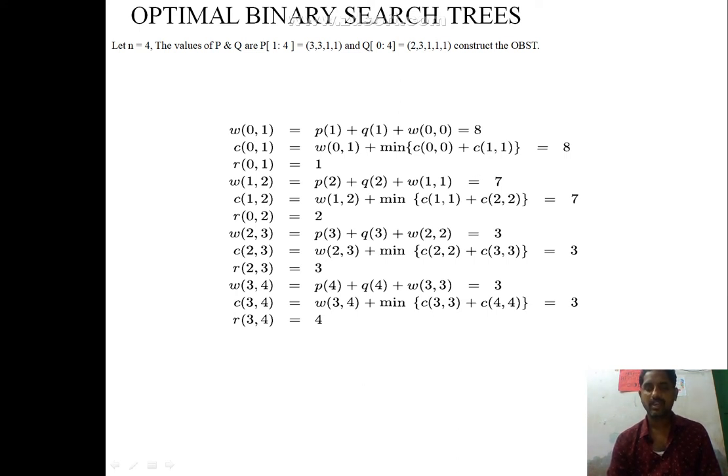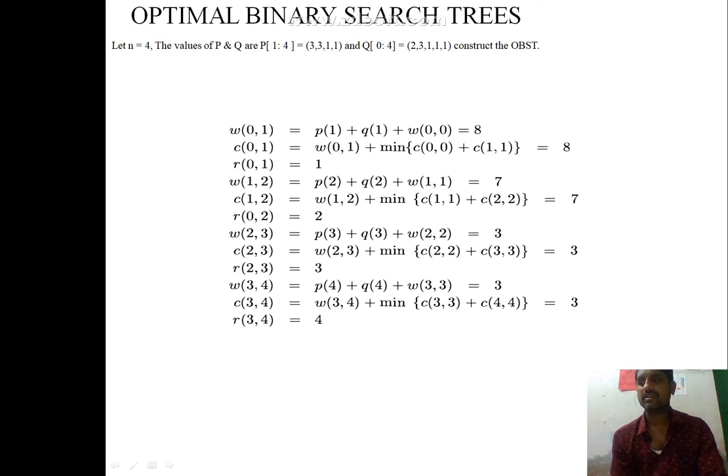Then P of K plus C of 0 comma K minus 1 plus C of K comma n plus W of 0 comma K minus 1 plus W of K comma n is the value we have to consider. In general, C of i comma j equals the minimum over i less than k less than or equal to j of C of i comma K minus 1 plus C of K comma j plus P of K plus W of i comma K minus 1 plus W of K comma j.